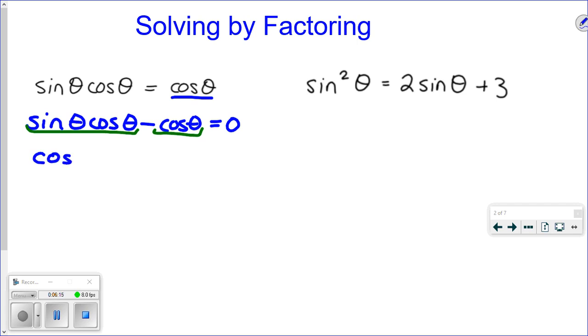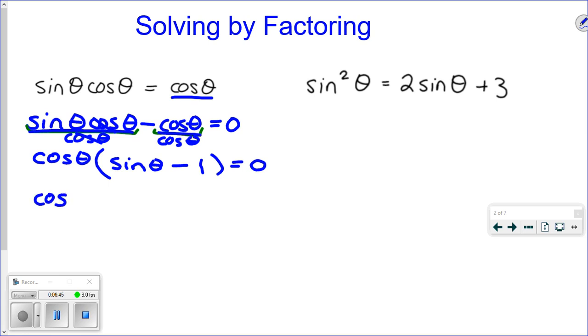So we're just going to factor out cosine of theta. Now remember, when you factor out cosine of theta, to figure out what's left, you basically divide each term by cosine of theta. So if I do that, I'll be left with sine of theta minus 1 equals 0. Now that's helpful because now we can just set each factor equal to 0, and then we just solve each of those basic trig equations separately. Okay, so we'll have cosine of theta equals 0 and sine of theta minus 1 equals 0.